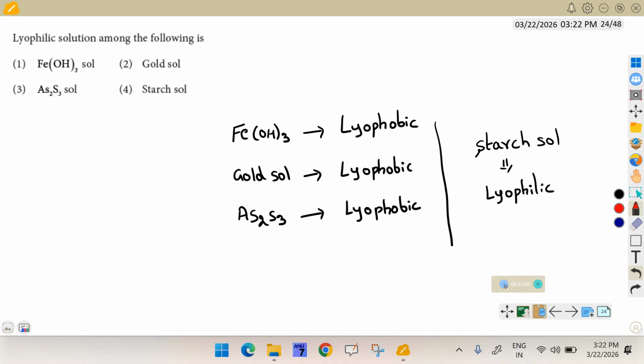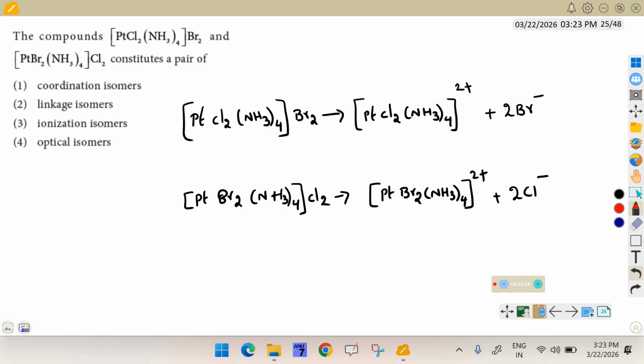Among the following, the lyophilic solution is starch solution. Remaining all three are lyophobic solutions. Lyophilic solution means liquid loving. Lyophobic solutions mean liquid hating. Water loving, water hating. The compounds exhibit which type of isomerism? Okay. The compounds exhibit ionization isomerism because the ions are different.